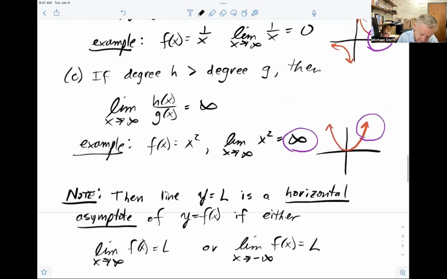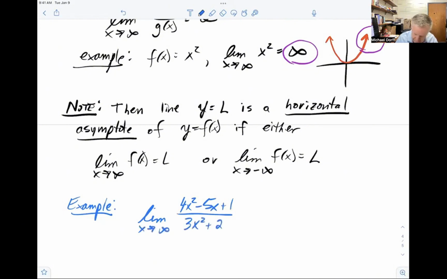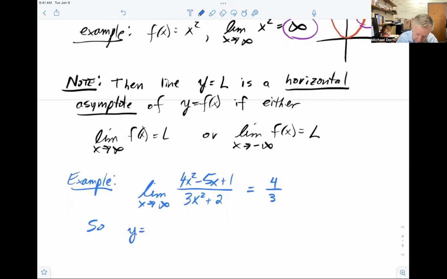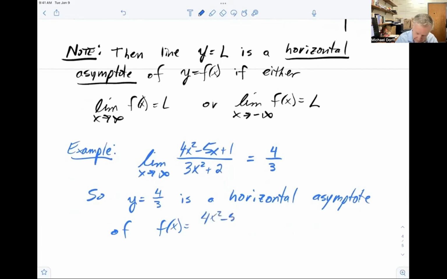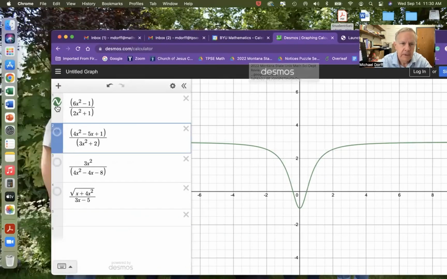And as an example of this, again, remember that we looked at the example, the limit of 4x squared minus 5x plus 1 over 3x squared plus 2, as x is going to infinity, that limit equals 4/3. So the line y equals 4/3 is a horizontal asymptote of the function 4x squared minus 5x plus 1 over 3x squared plus 2. And again, let me go to Desmos here, and I'm going to bring up, hopefully I can bring this up here, that one.